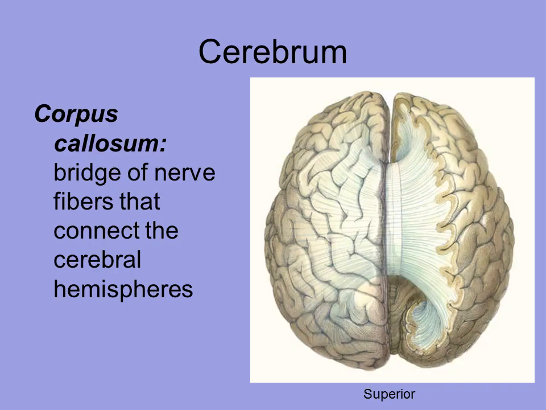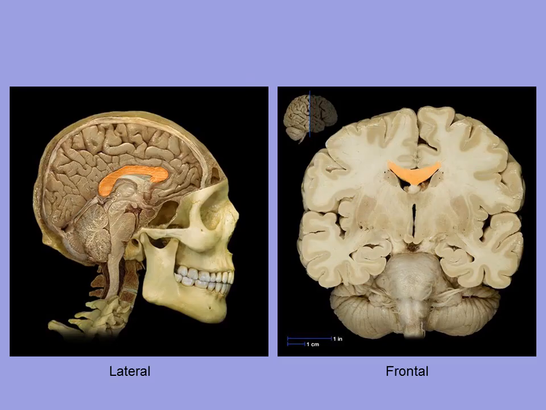The corpus callosum, these are the nerve fibers that are connecting the left hemisphere with the right hemisphere. So there is a connection between the 2 hemispheres. And this is showing a lateral view as well as a frontal view. And once again, this is the corpus callosum.